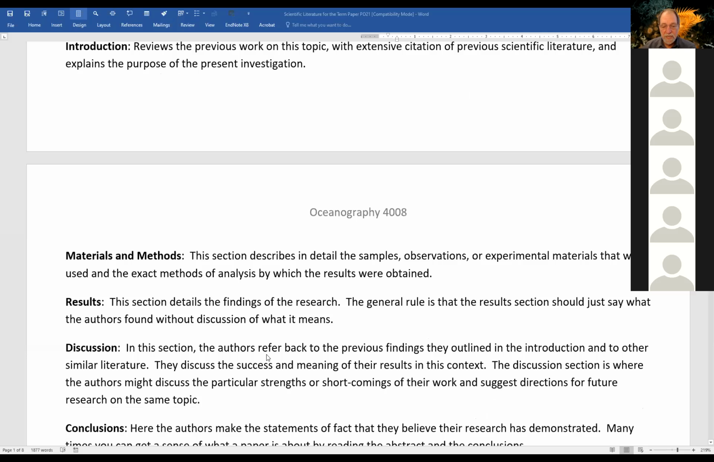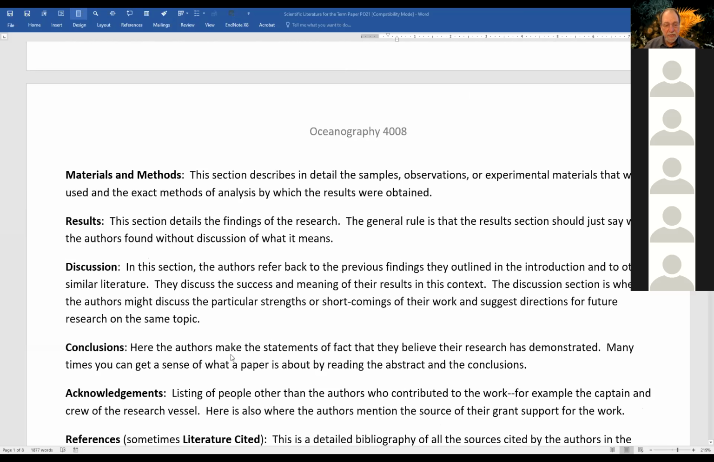Well, when you go to discuss that, you're going to refer back to those previous literature results, and you're going to talk about how the present findings extend or contradict or modify or add to results that were previously published. And then finally, conclusions. Here you'll make statements of fact that you believe that your research has demonstrated.